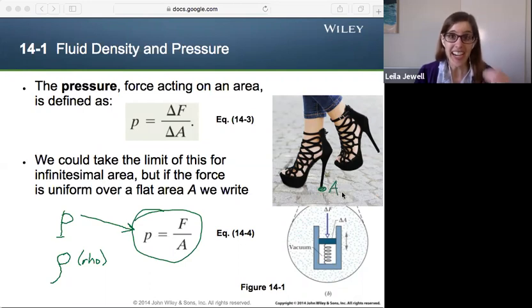The heel is tiny. So if we shrink our denominator to a really small amount, what changes in our pressure? Our pressure is going to be way higher. Same force, but smaller area means a larger pressure. So that's what you can think of with pressure versus the slipper, which has a huge amount of area, and so the force is spread out. There's less pressure acting on you.